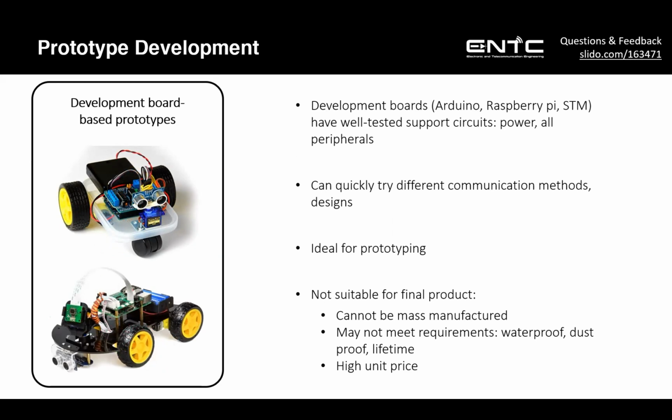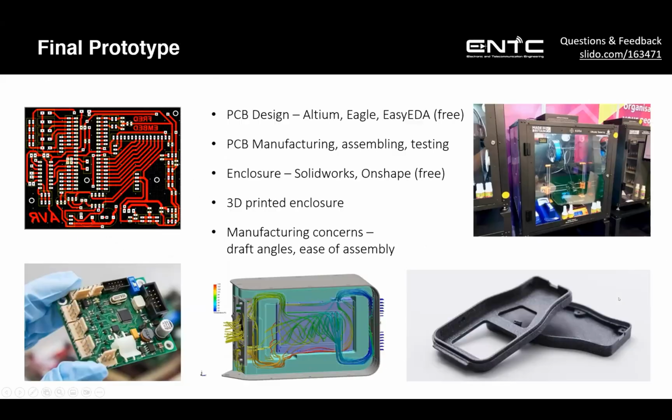So these are the development board based prototypes. You can have small robots and things like that. This is the vision based control robot. You can have a camera, and based on the camera, it navigates itself, right? So what is the final prototype? The final prototype is something that resembles the actual device.